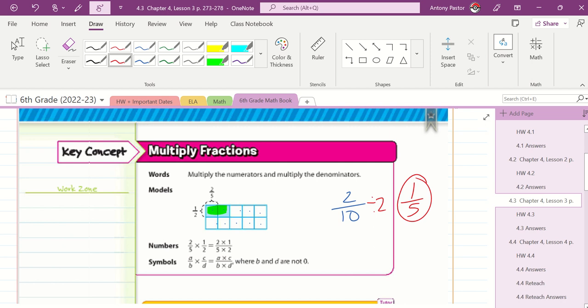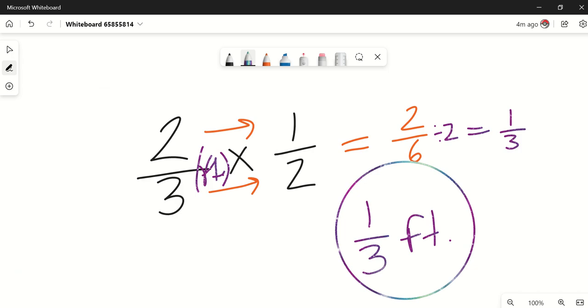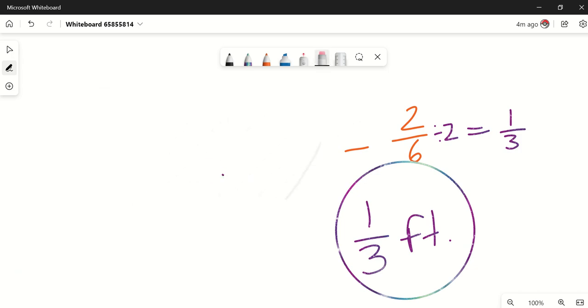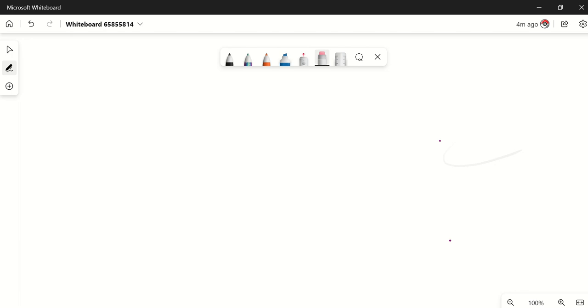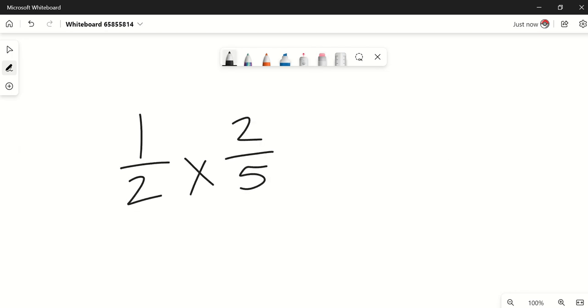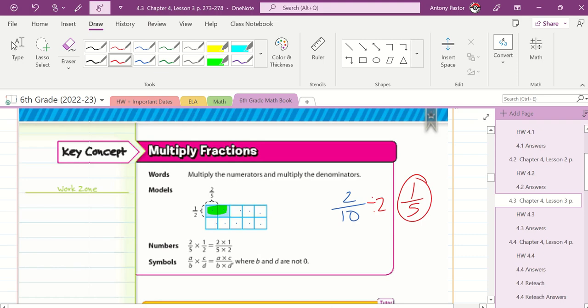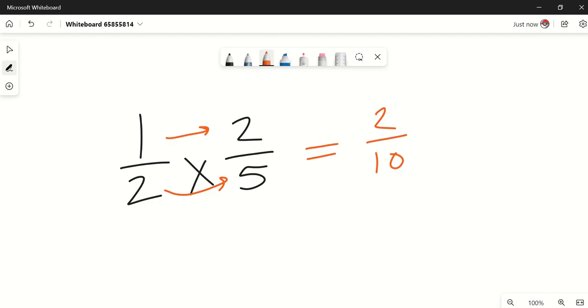Now, if I wanted to do 1/2 times 2/5 the other way, I can. It would be set up as this, 1/2 times 2/5, and we multiply straight across. 1 times 2 would be 2. 2 times 5 would be 10. This is 2/10, which is what we had here. And then I'd simplify this by dividing by 2, which would give me 1/5.